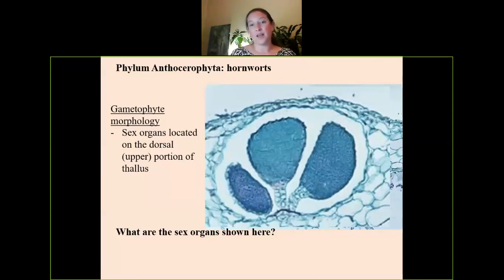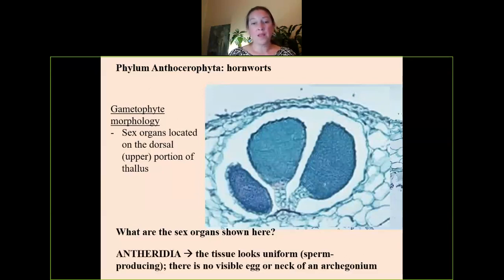Does this look like something with an egg inside of it? No. Does this have a neck on it? No. So we know that this is probably not an archegonium. These are 3 antheridia, right? Because again, that tissue looks so uniform, so it's so easy to tell compared to an archegonium. There's no egg, there's no neck, uniform tissue. This is an antheridium, or these are 3 antheridia. Okay.